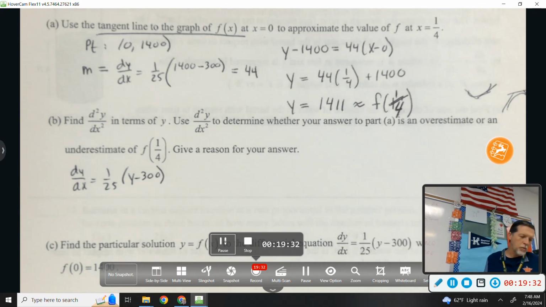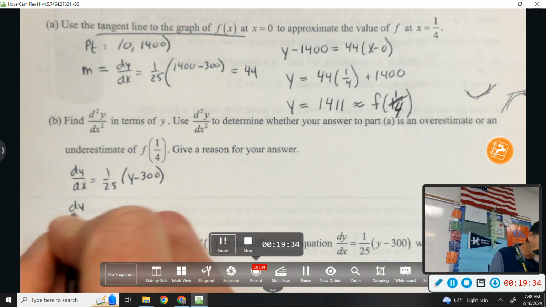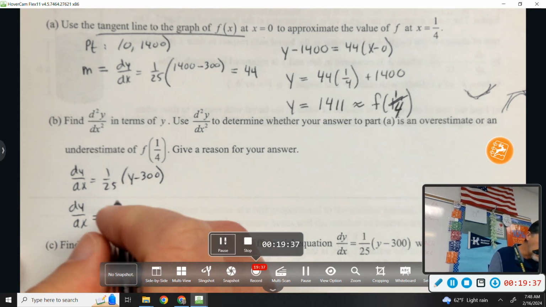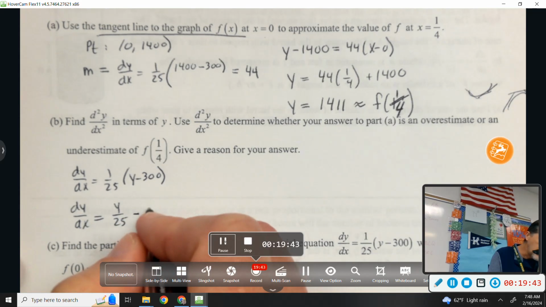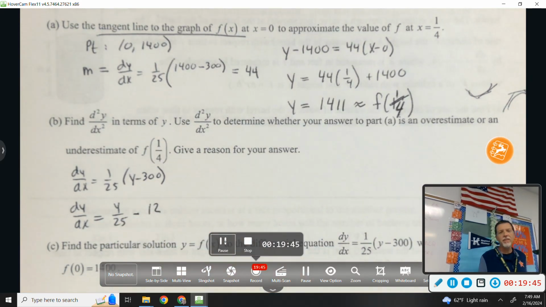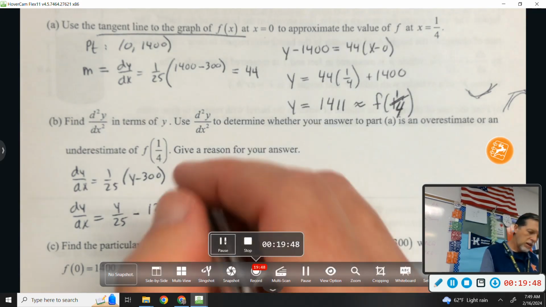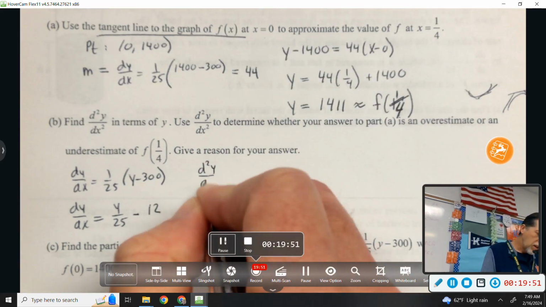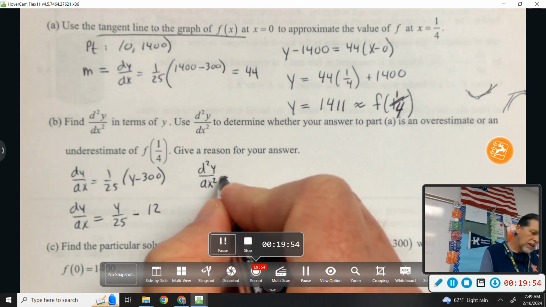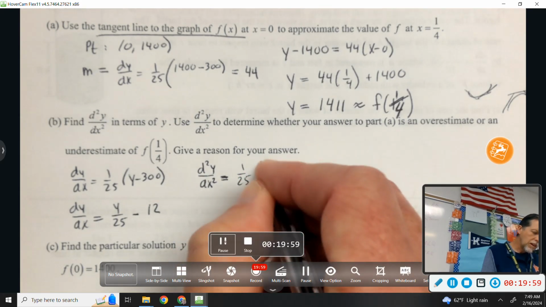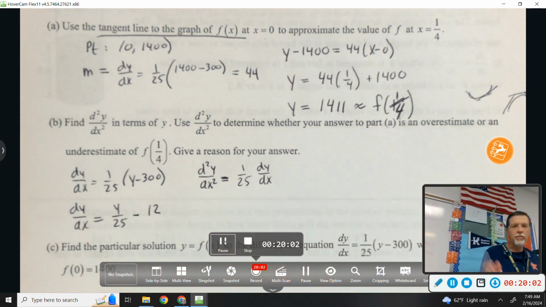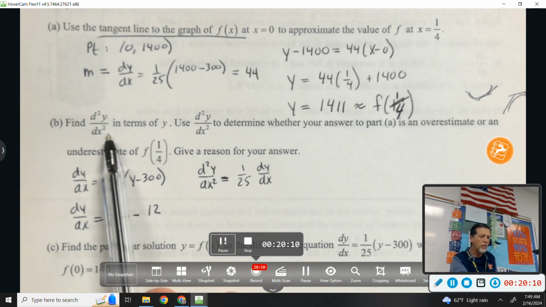Let's maybe distribute the 1/25th. I think that might make it easier when it comes time to take a derivative. 300 over 25 would be 12, but it doesn't really matter because that's a constant and is going to go away. So the second derivative, then, the derivative of 1/25 y would be 1/25 dy/dx. And the minus 12 will go away because the derivative of a constant is 0.